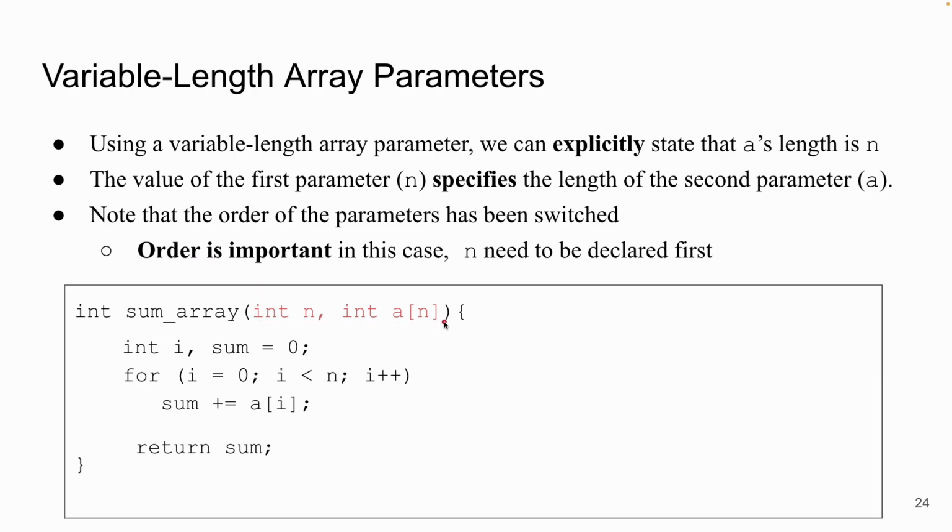So the order of parameter list is important here. If I want to make A a variable length array, I need to write down the parameter n first, and then I can write down the parameter A, and then use n as the length of array A. So that is the important modification you need to do if you want to set up the direct link between n and array A in the parameter list.